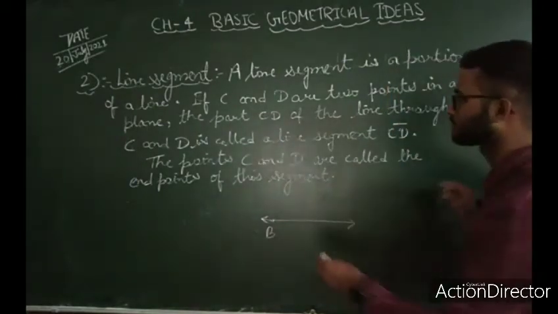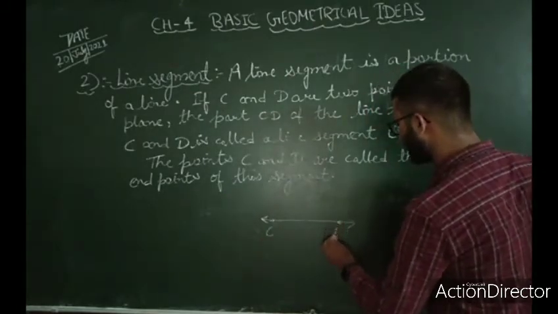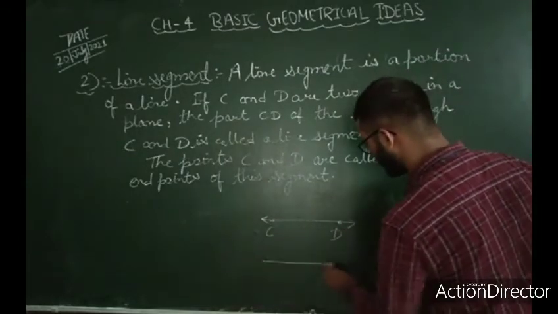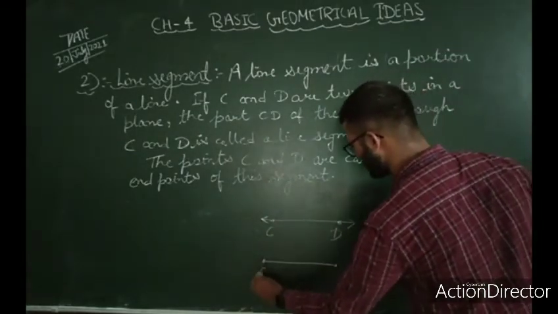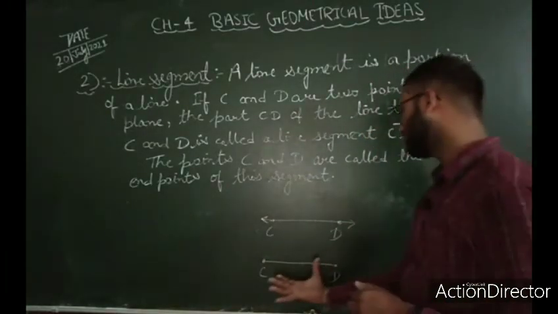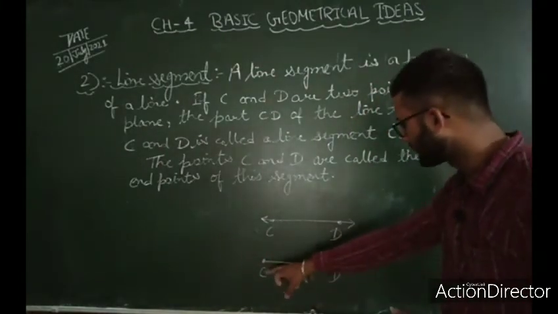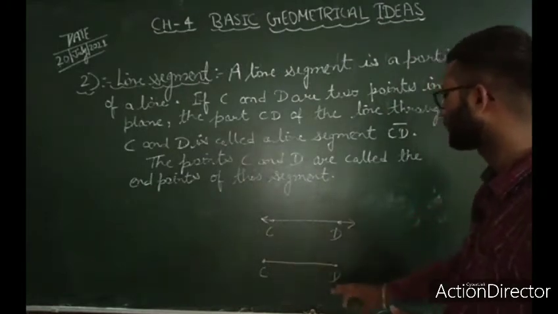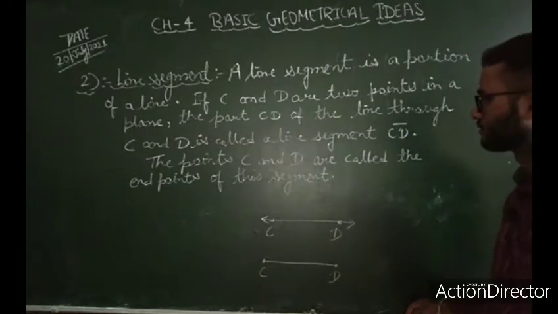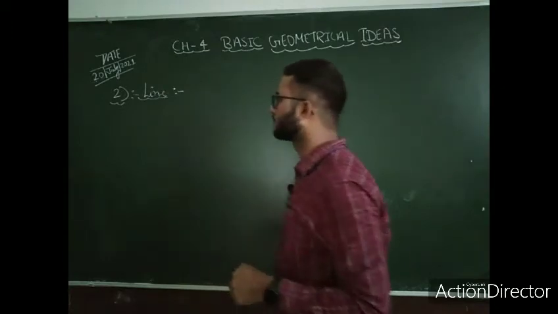So here we take 2 points on this line, C and D. If we take this portion between C and D, it looks like this. This portion of the line is known as a line segment, and it has 2 points C and D, and these 2 points are known as the end points of this line segment.